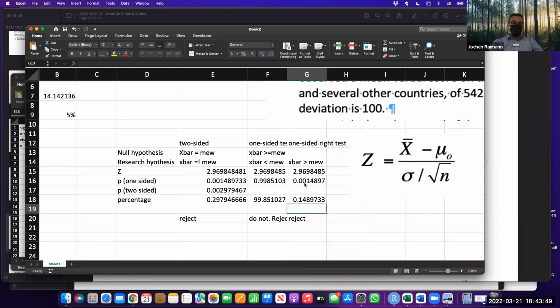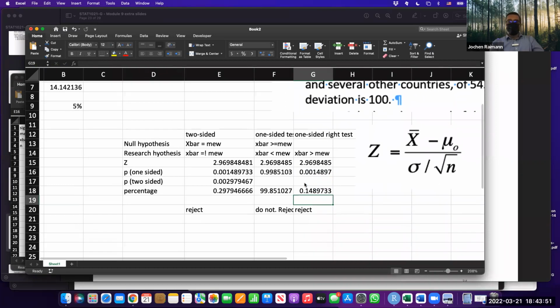Okay. You reject the one-sided right test? Yes. Because the X bar is greater than mu. So the corresponding null hypothesis is X bar is smaller or equal to mu.